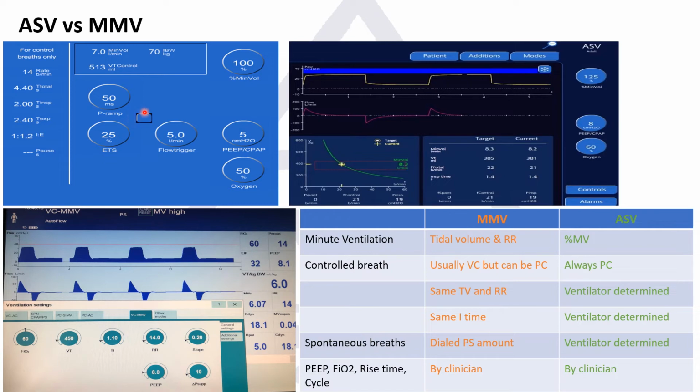In ASV, the clinician dials the ideal body weight. Basically, you put the height and the gender, and the ventilator determines the ideal body weight. And then you enter the percent minute ventilation. You can go from 25% up to 350%. But simply put, it's usually 100 milliliter per kg per minute for 100%. So if you put 50%, it will be 50 milliliter per kg.